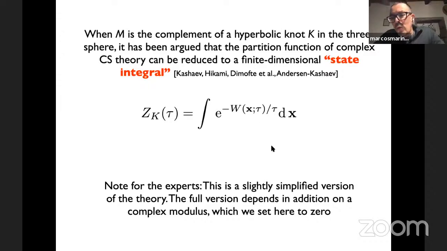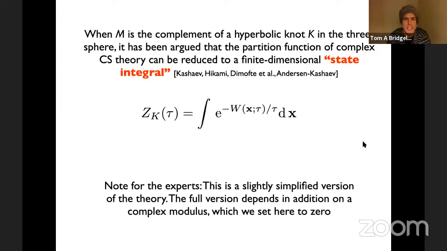And for those of you who are experts on the field, this is a slightly simplified version of the theory, because the theory actually depends on a modulus, which is essentially a Wilson line. When you're working on the complement of a hyperbolic knot, the theory depends in addition on a Wilson line, which I'm setting here to be zero or one, depending on your normalization. So the theory allows a deformation by a complex parameter, which I'm setting here to a very specific value. This is just to simplify the story. You can generalize the story to this more general case.